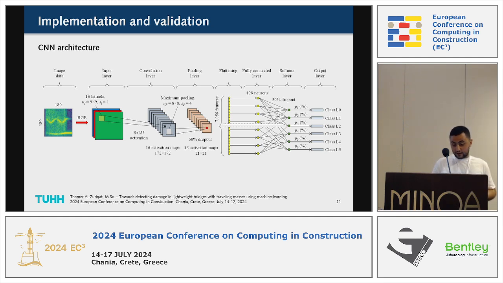So we take the 3,000 images and input them to a convolutional neural network with an input layer, convolution layer, pooling layer, and flattening layer. Afterwards, it goes through a fully connected layer that connects the neurons of the flattening layer with all the output layer, or the damage classes.